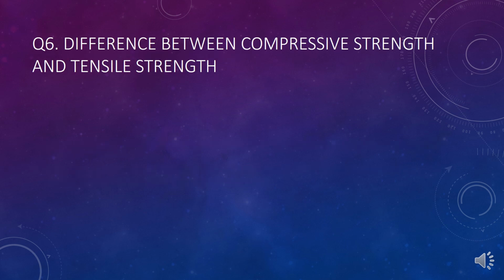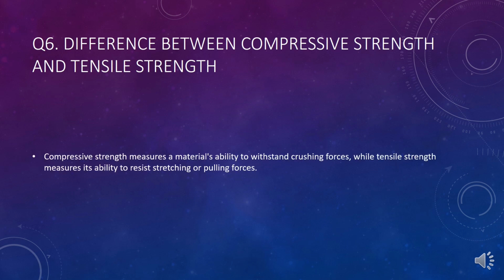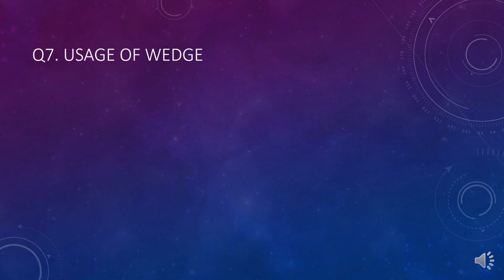The difference between compressive strength and tensile strength. Compressive strength measures a material's ability to withstand crushing forces, while tensile strength measures its ability to resist stretching or pulling forces. Usage of a wedge.